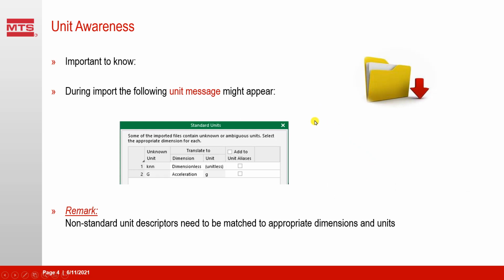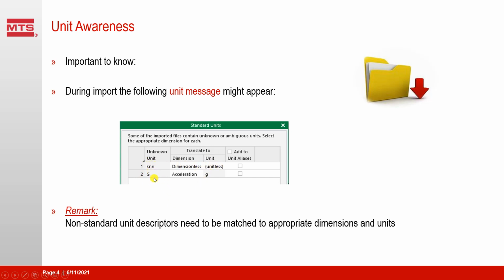A thing which the unit awareness brings along is when you import your files, you might see this kind of message depending on how your old files look like. For example, here you see a typo for kilonewtons. There was a kind of typo in this file which I tried to import, and the software does not realize what dimension it is. So then you have to manually select that it is a force, and select the proper unit.